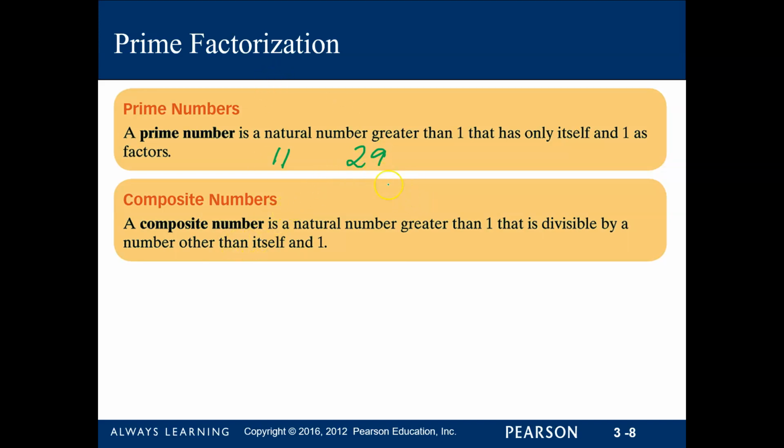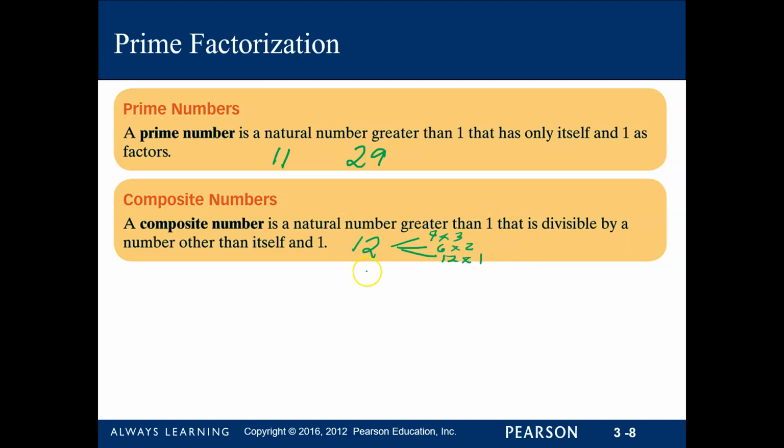Cannot think of factors for 29. Composite numbers, on the other hand, can be expressed as factors of different numbers aside from the number and itself. For example, you have 12. That is a composite number. Why? You can have it as 4 times 3. You can have it as 6 times 2. You can have it as 12 times 1.